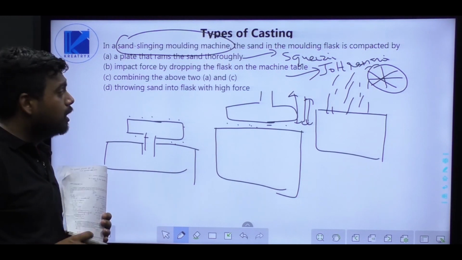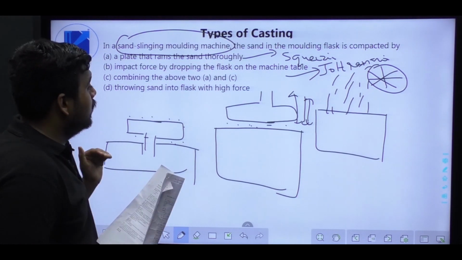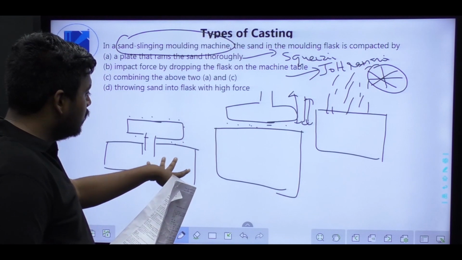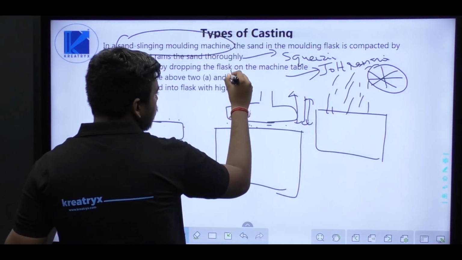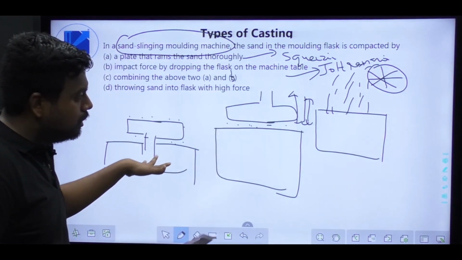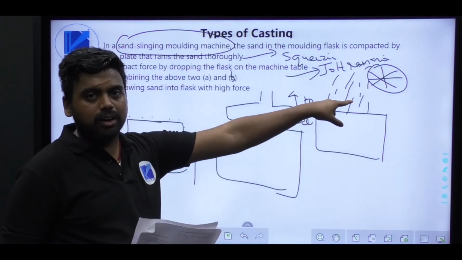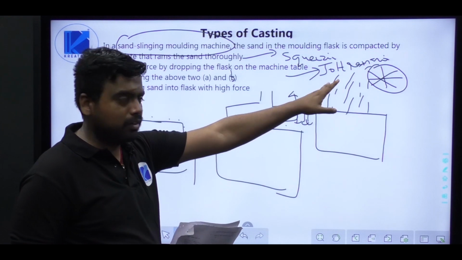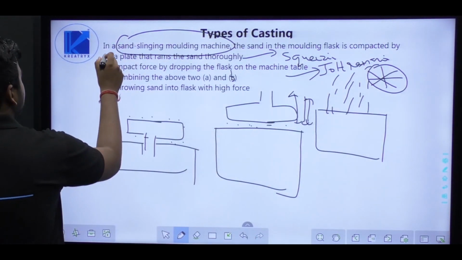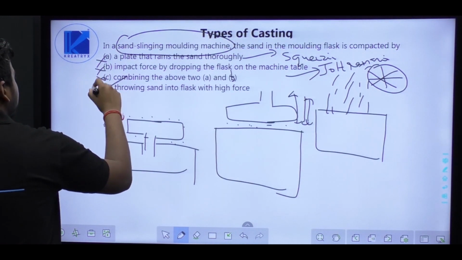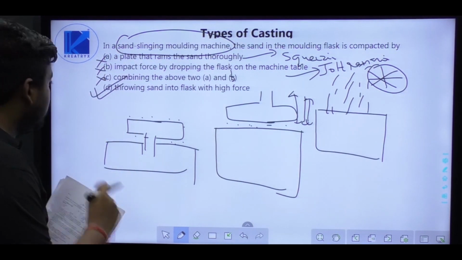Now the third one, combining the above two, A and B. If you combine these two also, then again this is not a sand slinging operation, as I have previously explained in this video. So these three options are incorrect. So the right option automatically becomes option D.